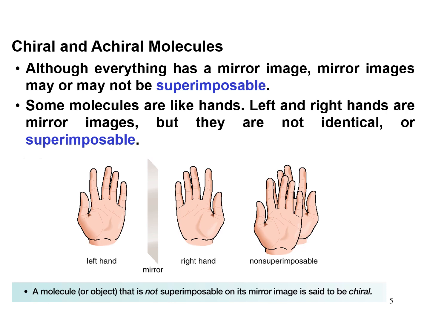In stereoisomers, you have to know the concept of chiral and achiral molecules. Everything has a mirror image, and this mirror image may or may not be superimposable. Some molecules are like hands, because we have left and right hands. The left and right hands are mirror images, but they are not identical, which means they are not superimposable. So a molecule or object that is not superimposable on its mirror image is said to be what?